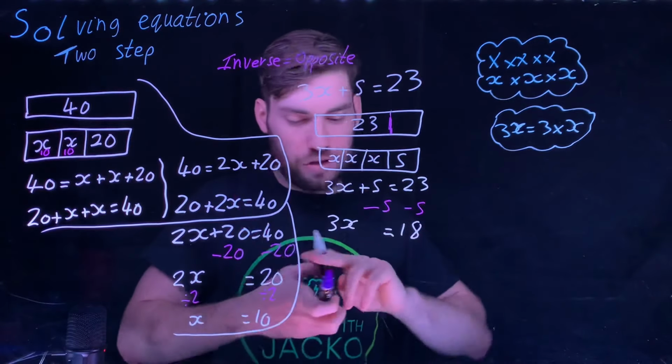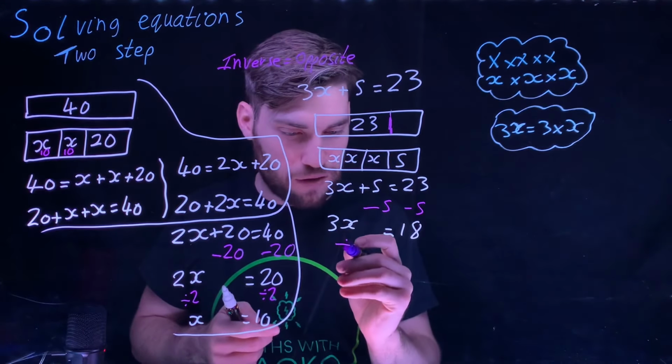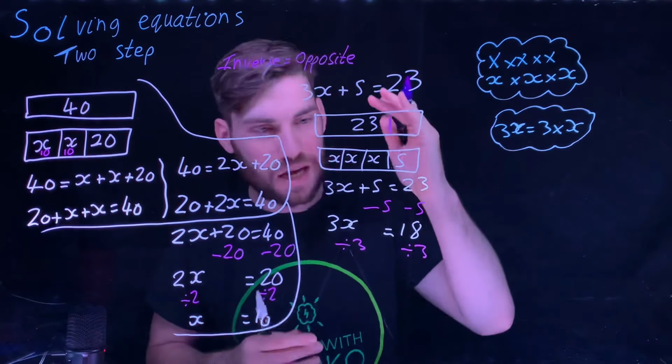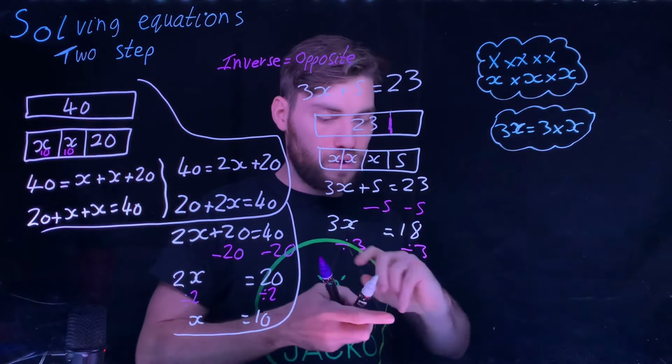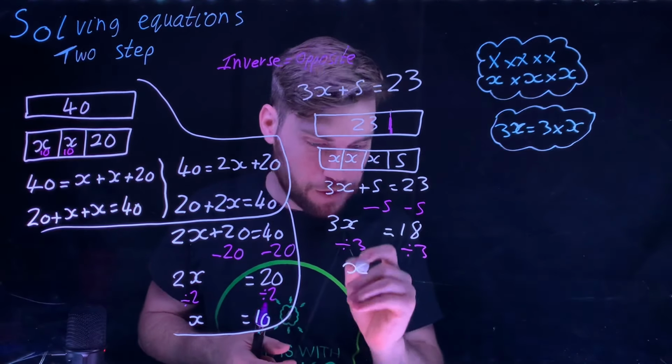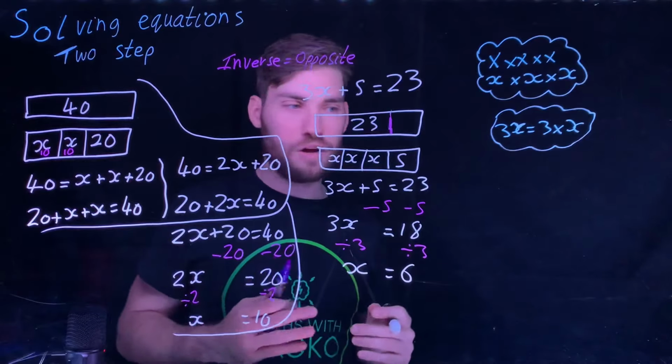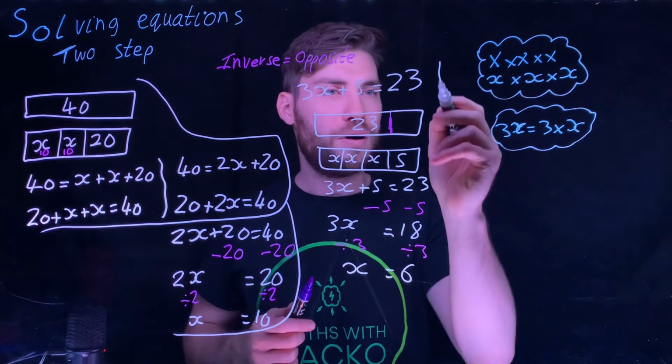So, the inverse of multiplying by 3 is dividing by 3. Key presentation and working out will help you, because if you make a mistake, you can go back and look through your work. So then x, remember Coco Chanel, equals 6. And that's that one solved. Right, let's box this one off.